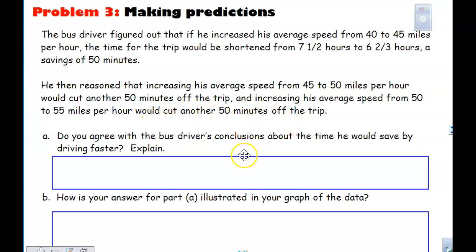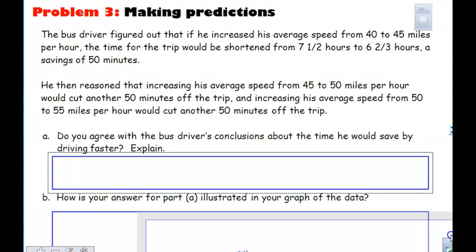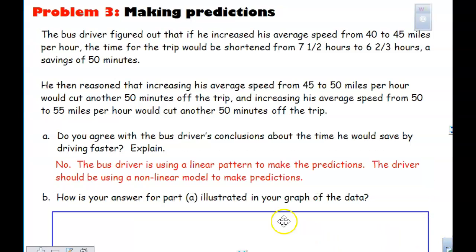Do you agree? Should it always be that same? No, we just already said it was nonlinear, right? So if we are thinking about what he said, it should be definitely no. It's not a linear pattern. Linear patterns would have been, yep, it's always going to cut 50 minutes off. Ours cuts less and less, right?